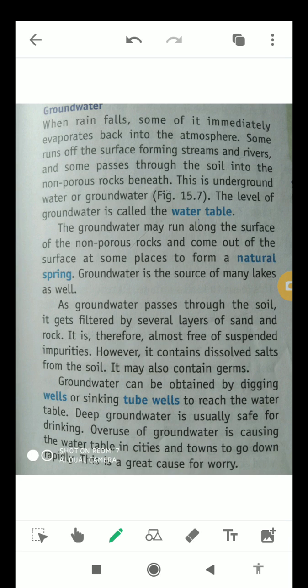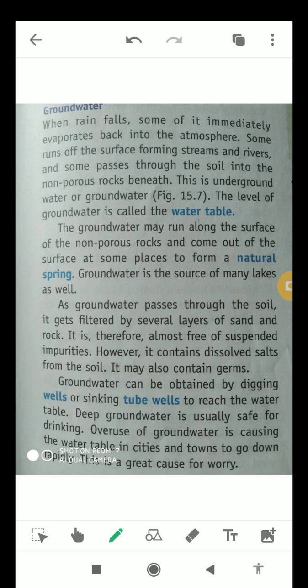The groundwater may run along the surface of the non-porous rocks and come out of the surface at some places to form a natural spring. Groundwater is the source of many lakes as well. Apart from this, as groundwater passes through the soil, it is also filtered by several layers of sand and rocks. Therefore, it is almost free from suspended impurities as well.